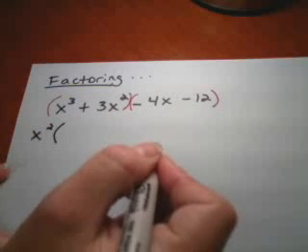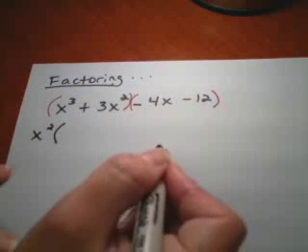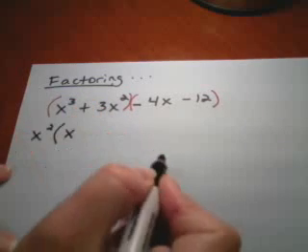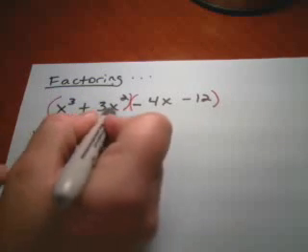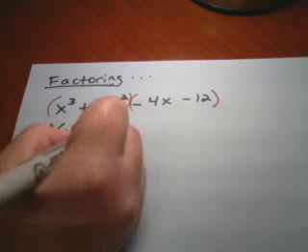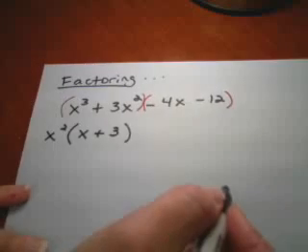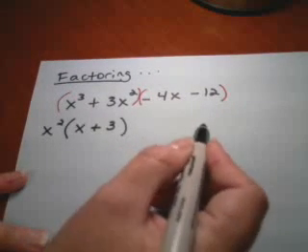They don't have any numbers in common, so there's not going to be any numbers we pull out. How do I go from x squared to x cubed? Well, I need to multiply by x. How do I go from x squared to 3x squared? Well, I multiply by 3. Okay, that's the first part of factor by grouping. Now we're going to do the exact same thing with the second part.